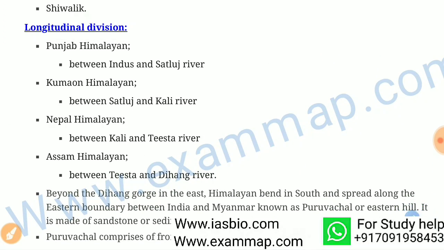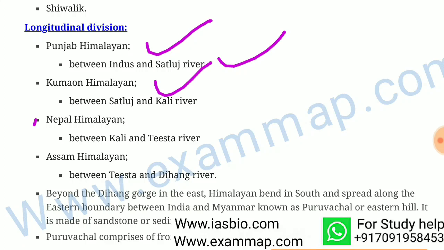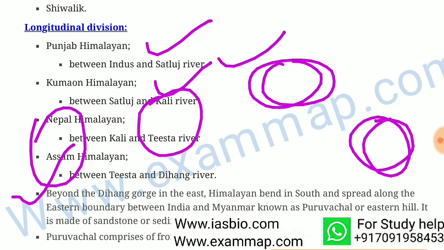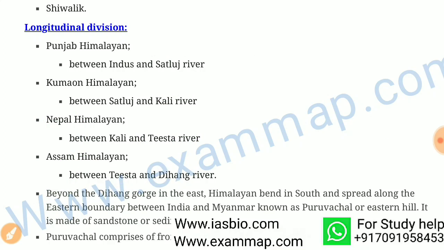Longitudinal division wise, we have Punjab Himalayas, then Kumaon, then Nepal, and then Assam. Punjab Himalayas are between the Indus and Satluj rivers, Kumaon Himalayas between the Satluj and Kali rivers, Nepal Himalayas between the Kali and Teesta rivers, and Assam Himalayas between the Teesta and Dihang rivers.